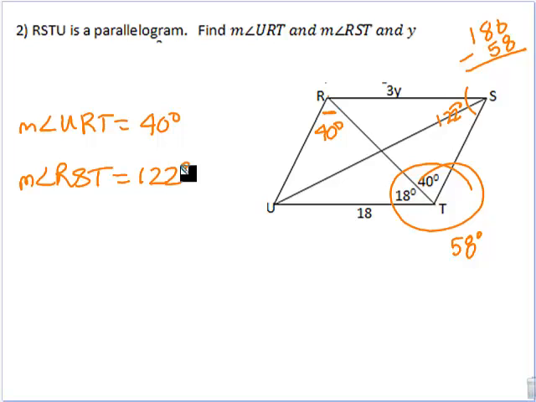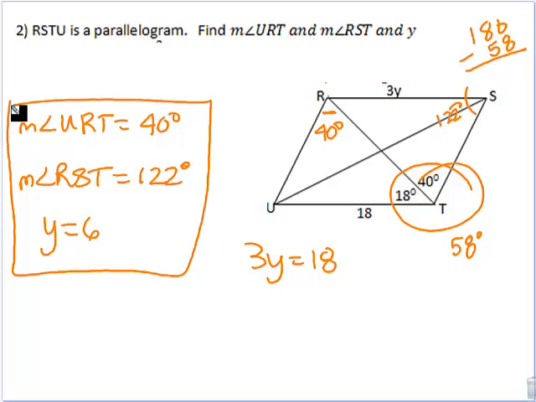And y. 3y, yeah, it's fine. So 3y should equal 18. So what's y? 6. Once again, you got your division skills down. Is that okay?